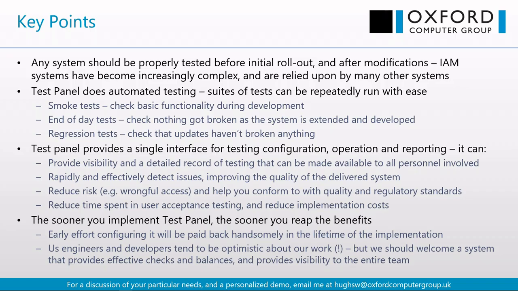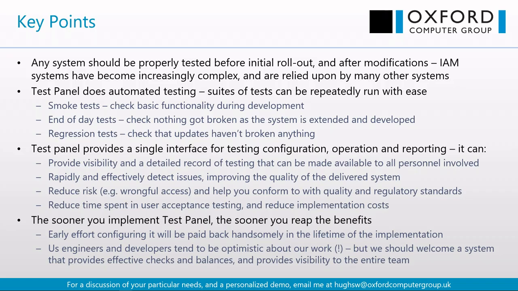I don't think we're going to have an argument that any system should be properly tested before initial rollout and after modifications, and perhaps because identity and access management systems have become increasingly complex and are relied upon by many other systems, it's become more important than ever to do this properly. Test Panel then does automated testing. Suites of tests can be repeatedly run with ease once they've been set up. And that applies to smoke tests. So that is the quick check when you've just rolled something out to check that it basically works.